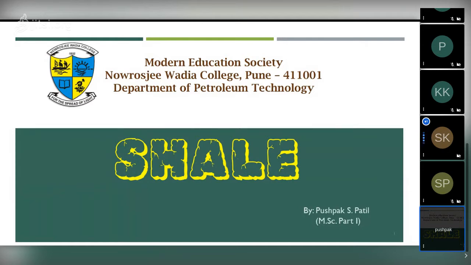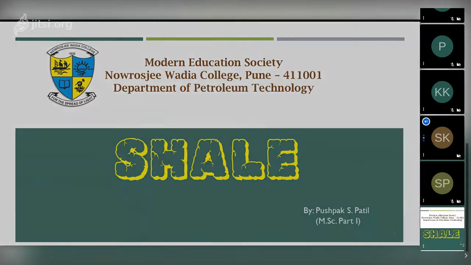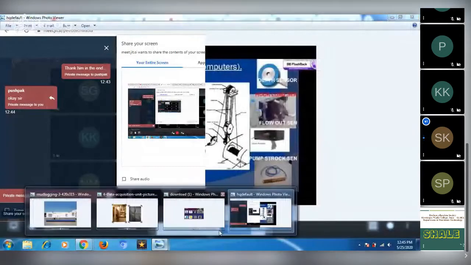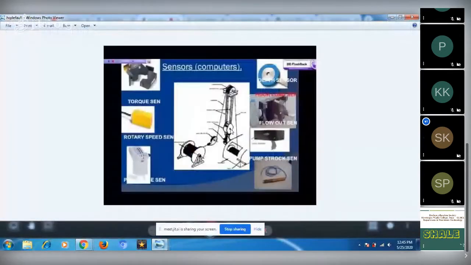Then we start. After we have hooked up all the sensors in place, where will the pressure sensors be? Okay, Sagar, thank you, Sagar, for this.